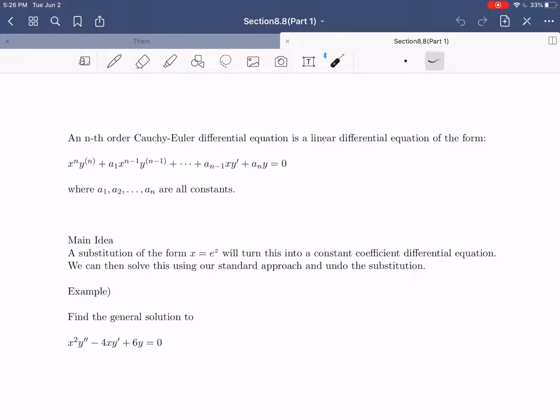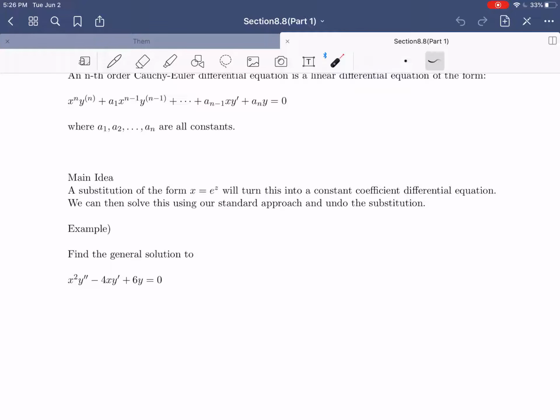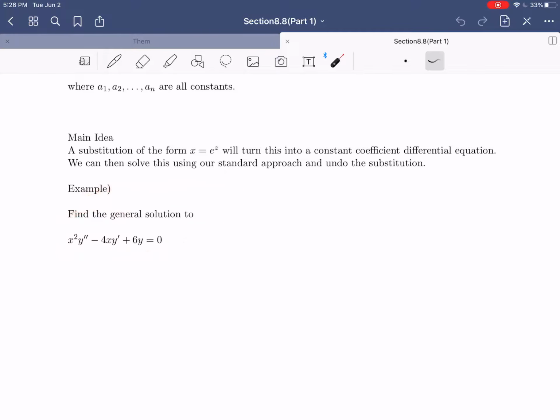Now, we're going to prove in just a few minutes in general how this substitution works and why it actually creates a constant coefficient differential equation. But before we do that, let's look at an example and just try to mess around with the substitution and see how this works. We're going to try to find the general solution to this Cauchy-Euler differential equation: x squared times y double prime minus 4x y prime plus 6y equals 0. This is certainly Cauchy-Euler because you can see that the x squared is paired with the y double prime, the 4x is paired with the y prime, and you just have that 6y term.